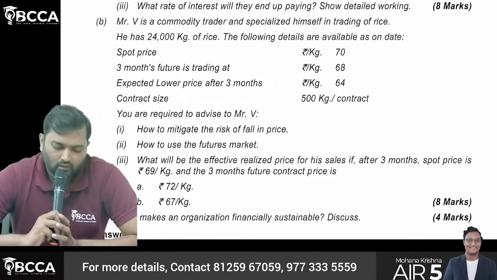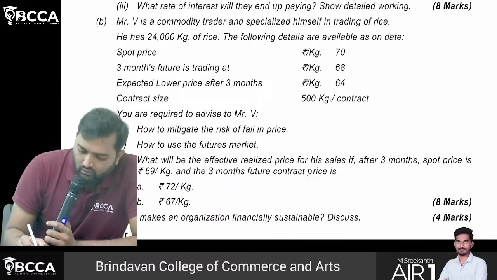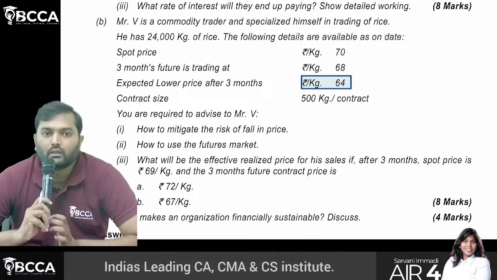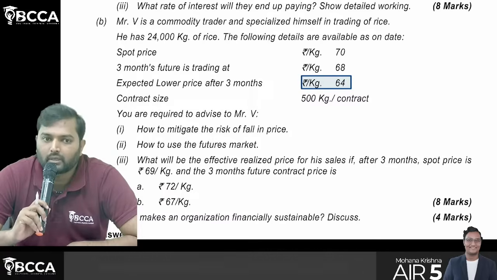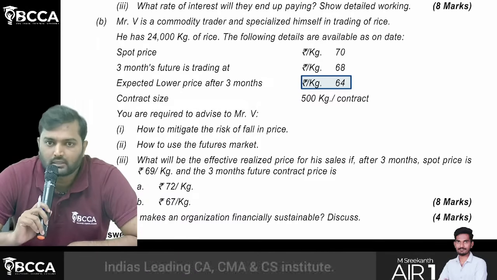Okay. So here it is a commodity futures question. Expecting a lower price after 3 months, 64. He has 24,000 kgs of rice. How to mitigate the risk of fall in price? How to reduce the risk of fall in price?